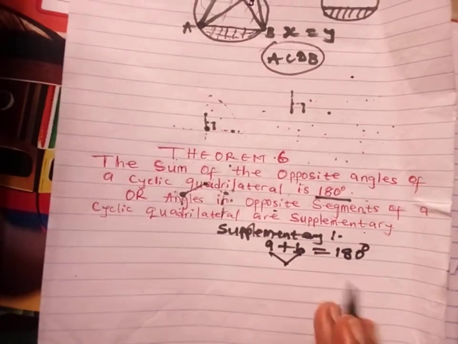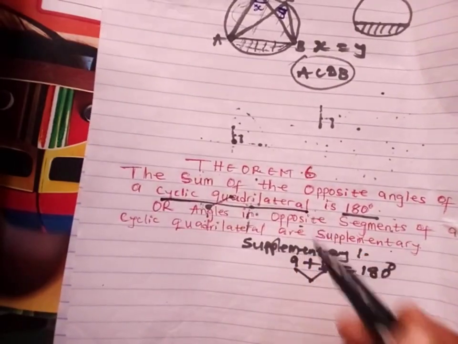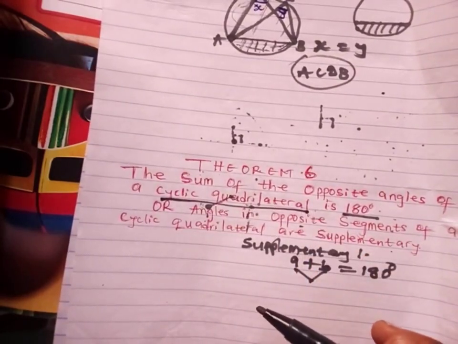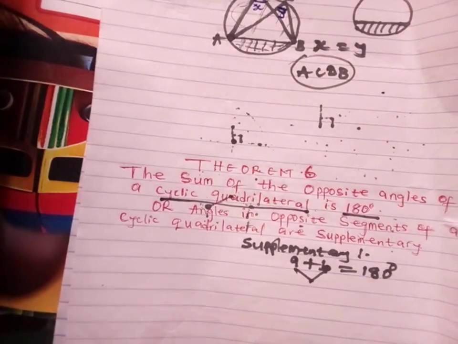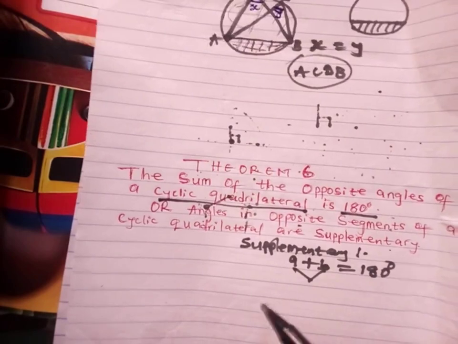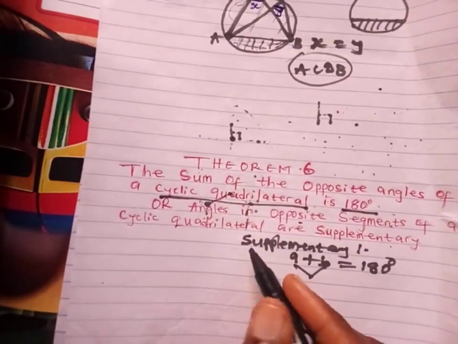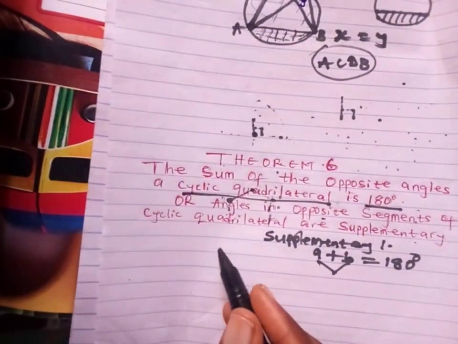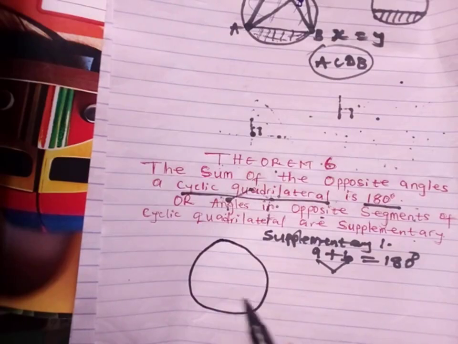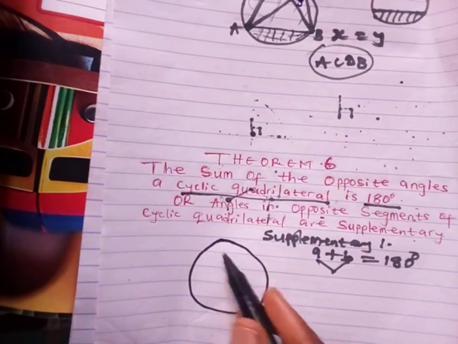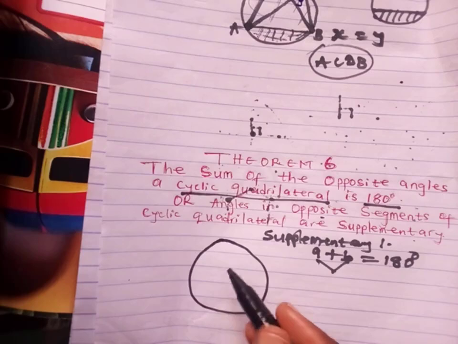Now another thing you need to find out here is what a cyclic quadrilateral is. A cyclic quadrilateral is basically a four-sided plane shape which is bounded by a circle. Let's take for instance you have a circle. I want to inscribe a cyclic quadrilateral in this very circle. So I can have a four-sided shape.